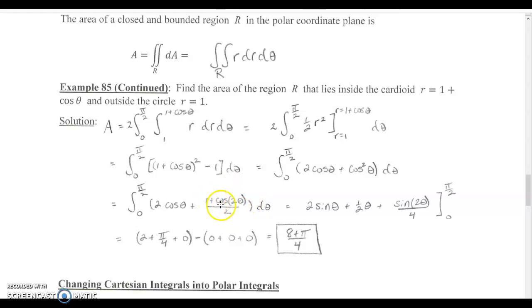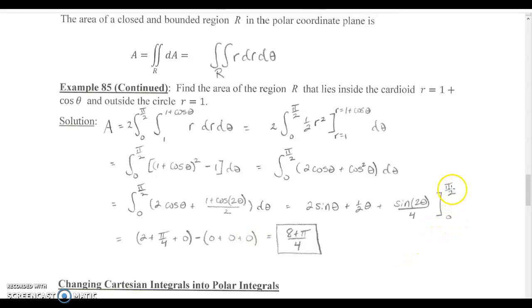But now I can integrate this. So I get 2 sine theta for integrating cosine theta. Then I have a half I have to integrate, so I get 1/2 theta. And then cosine of 2 theta over 2 becomes sine of 2 theta over 4, because the integral of cosine is sine, but I have a constant there, so I divide by that constant. So that gives me sine of 2 theta over 4. If you don't quite understand why you're dividing by that constant, you just do a u substitution, u equals 2 theta, and you can see how that works out.